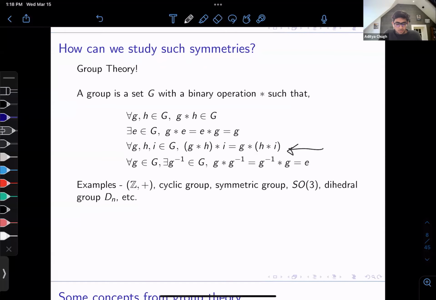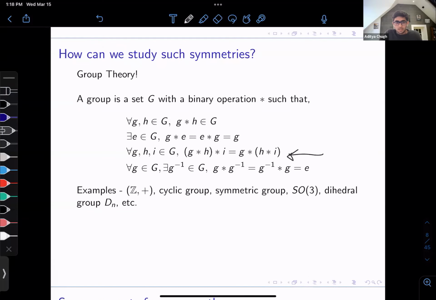And some examples of a group are the integers with addition. So if you add two integers, you get an integer. You can take the negative of an integer, and that will be the inverse. It's associative, and you have the identity, which is 0, and so on.